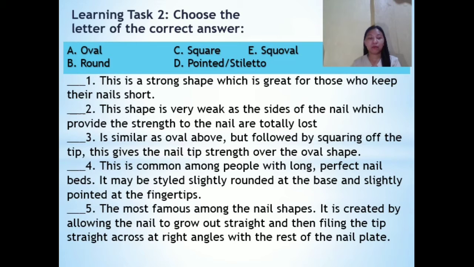Next, number 4. This is common among the people with long, perfect nail beds. It may be styled slightly rounded at the base and slightly pointed at the fingertips. And the last one, number 5, the most famous among the nail shapes, it is created by allowing the nail to grow out straight and then filing the tip straight across at right angles with the rest of the nail plate.